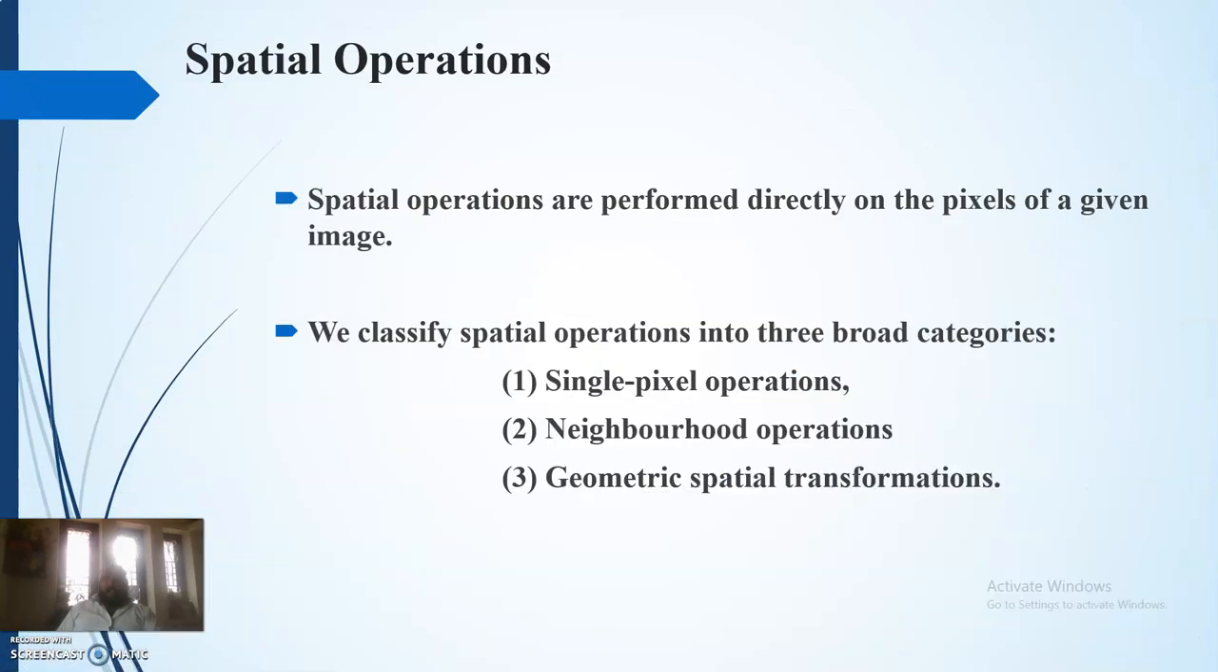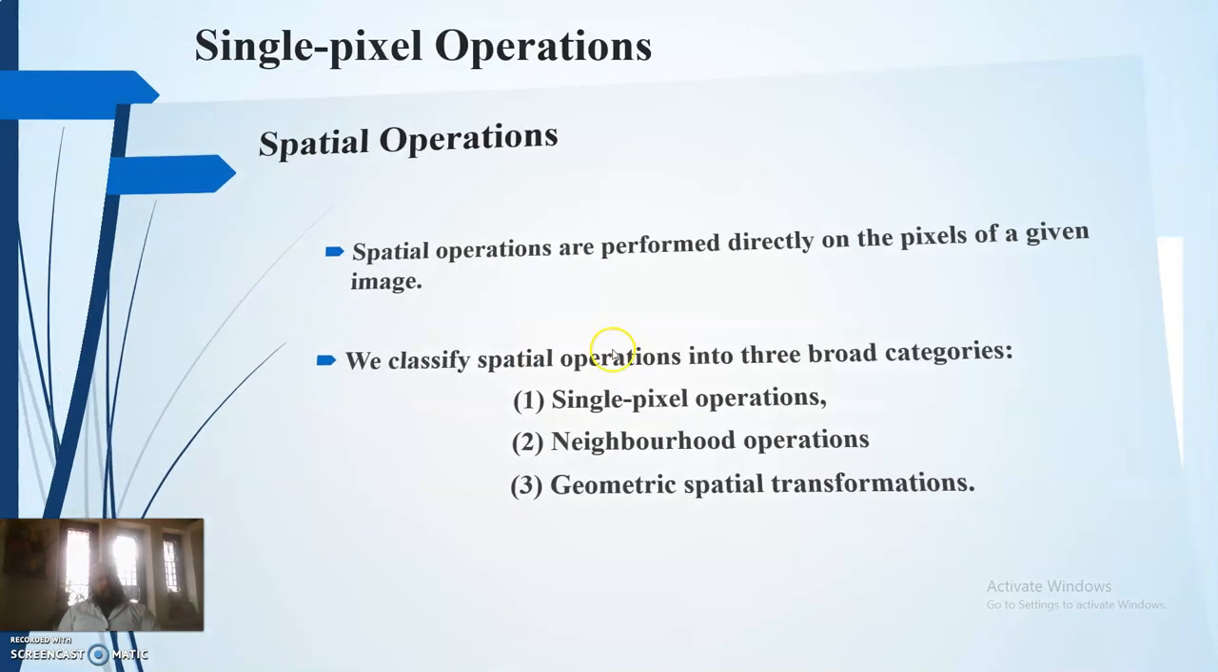Then we can see about spatial operations. Spatial operations are performed directly on the pixel, that is, directly on the image pixel. For individual processing of a particular pixel, we prefer spatial operation. The spatial operation is classified into three: one is single pixel operation, next neighborhood operation, and third geometric spatial transformation. So the spatial operation is of three types.